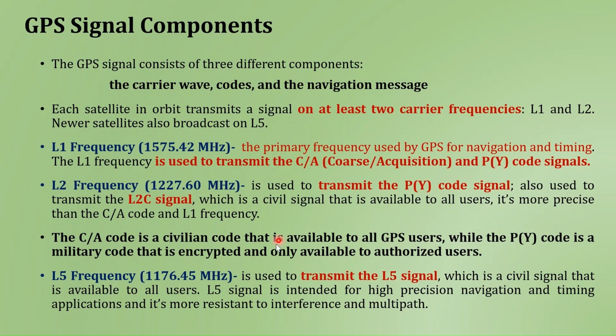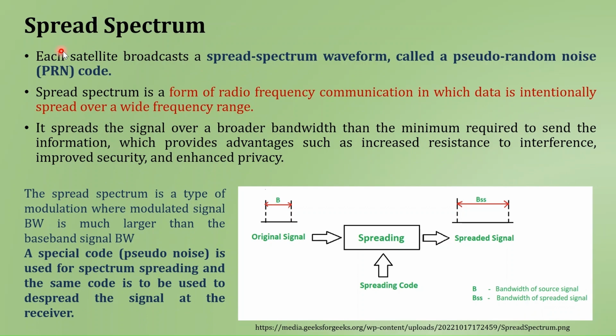We will cover these codes in detail, but before coming to this topic, let us understand some concepts that are very important in the GPS system. As we saw, each satellite in the GPS constellation broadcasts information or a signal. This broadcast is in the form of a spread spectrum waveform which generates a pseudo-random noise code.